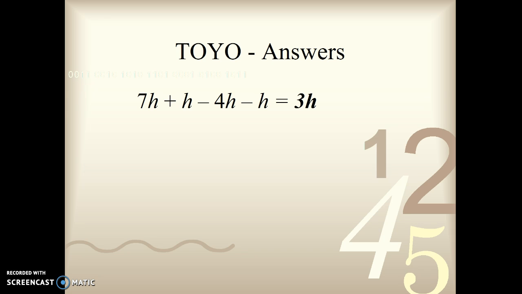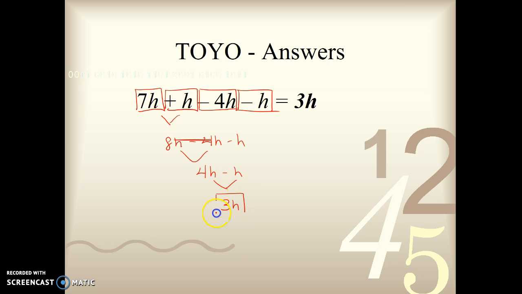All right, last one. 7h plus h minus 4h minus h. Well, check it out. These are all like terms. They are all in terms of h. So we don't even really need to box these, but it's just fun. Oh, and I already have the answer up there because I forgot to take it off, but let's see how we got there. So 7h plus h equals 8h minus 4h minus h. 8h minus 4h is 4h minus h. 4h minus h is 3h, and that's our answer. And that's simplifying expressions.